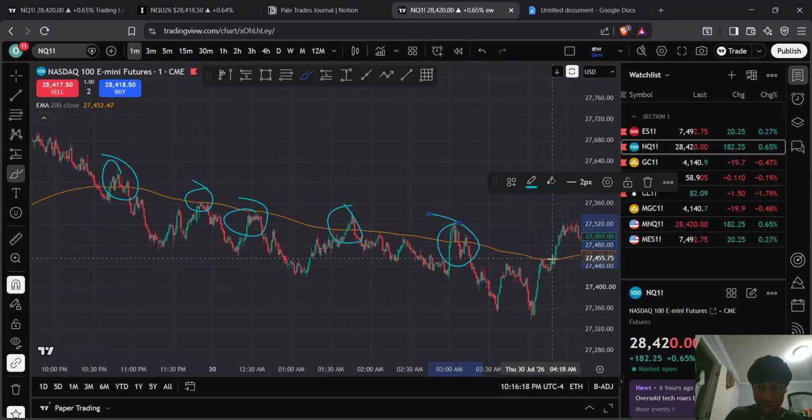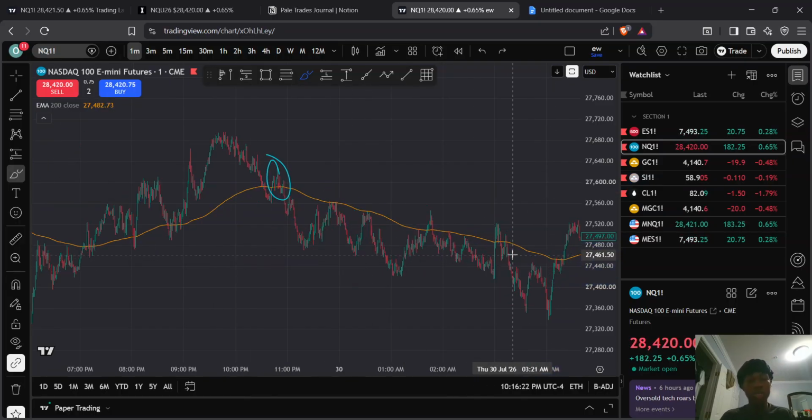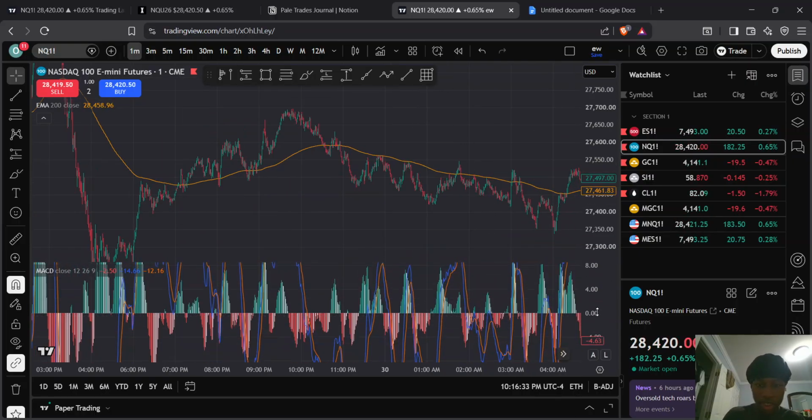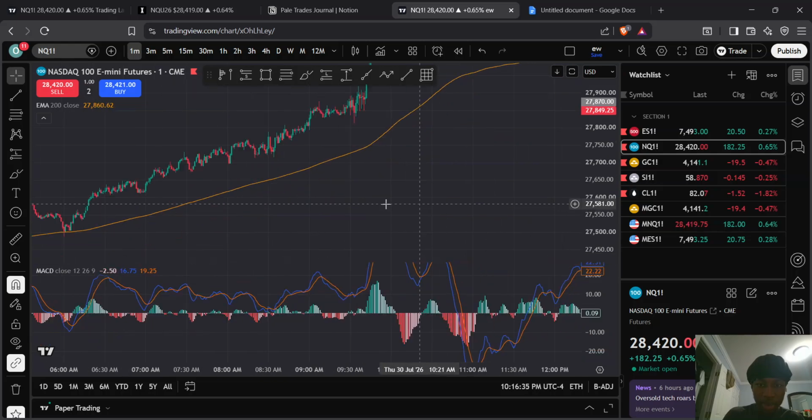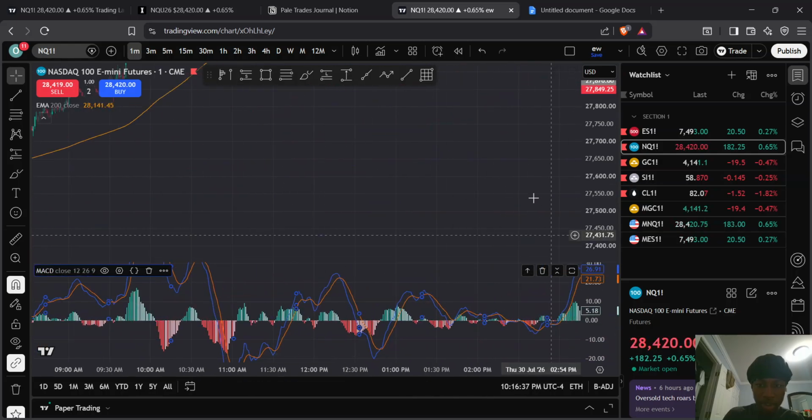All right. But here we broke out. So we can't always rely on the EMA to decide if you want to short exactly like that, but we have to use other confluences, right? The other thing I use is the MACD. The MACD is a way for me to see if we have buyers or sellers.